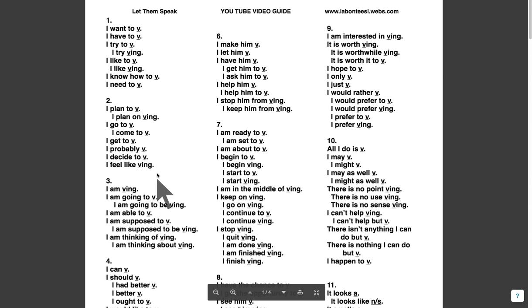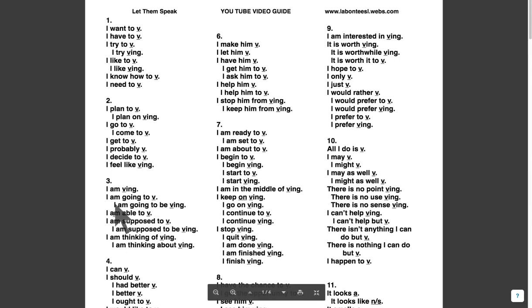So at the beginning of this session, I will be asking them questions very quickly, using the same verb perhaps. Do you want to study? Did you have to go? Will you try meeting him? Do you like studying? Do you know how to study? Do you need to study tonight? Didn't he plan to go? Did you go to meet him? Did you get to see him? Will you probably go? Did you decide to study? Don't you feel like studying? I'd mix it up, both positive and negative, past, present, and future. I want to see if they're hearing the pattern and replying with the same pattern.